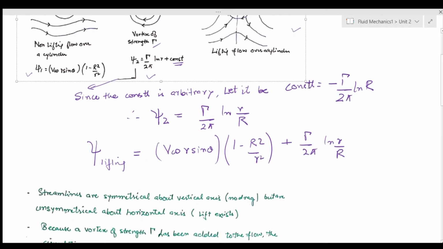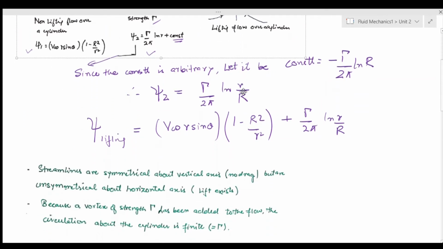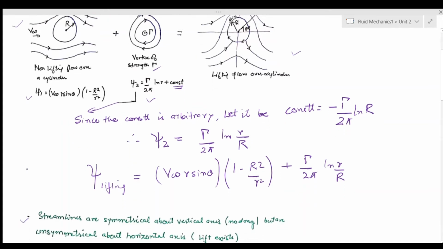There are a few points which I can see here from this lifting flow over a cylinder. The first point is that the streamlines are symmetrical about the vertical axis. If you look at the right side and the left side of the vertical axis, you would see that they are symmetrical, which means that there would be no drag. Although that is paradoxical in nature, we already talked about this before.